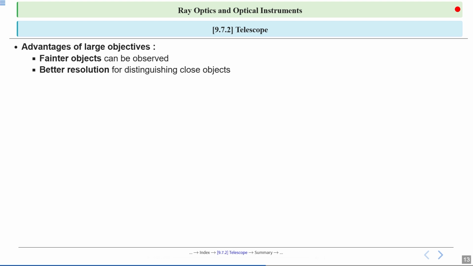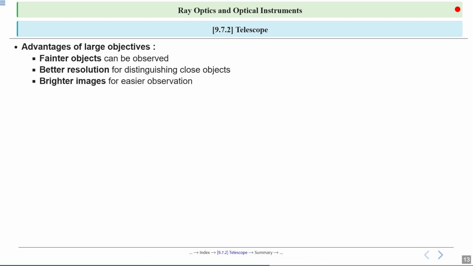The second advantage is better resolution. This is important because it allows us to distinguish between objects that are close together in the sky. Think of it as having a high definition TV versus a standard one. The details are much clearer in the high definition TV. Similarly, the telescope with better resolution will show the finer details in the sky, in space.